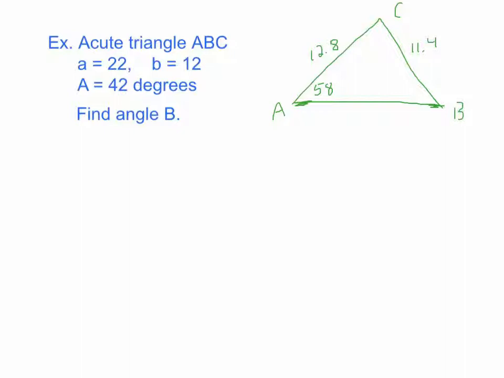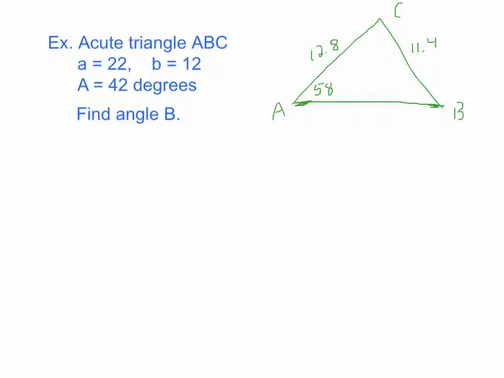Okay, so here's an example where the law of sines would come into play. In particular, we have here an oblique triangle. Specifically, it's an acute triangle, ABC. We're given side a is equal to 11.4, side b is equal to 12.8, and angle A is equal to 58 degrees. And we're asked to solve for or find the measure of angle B.